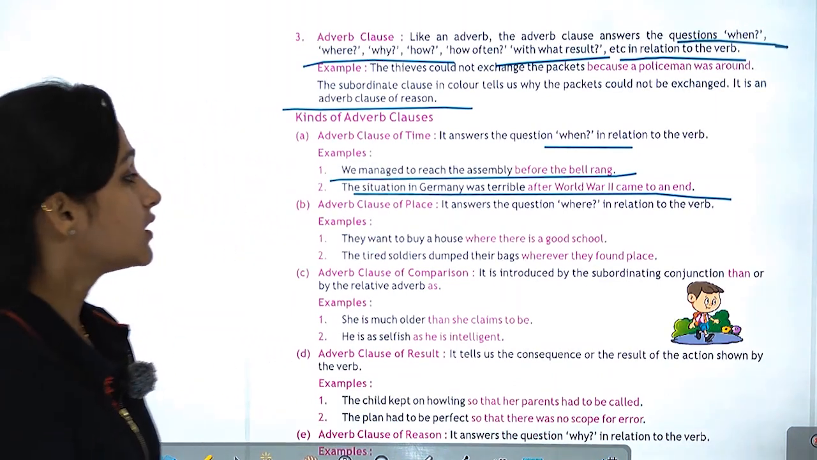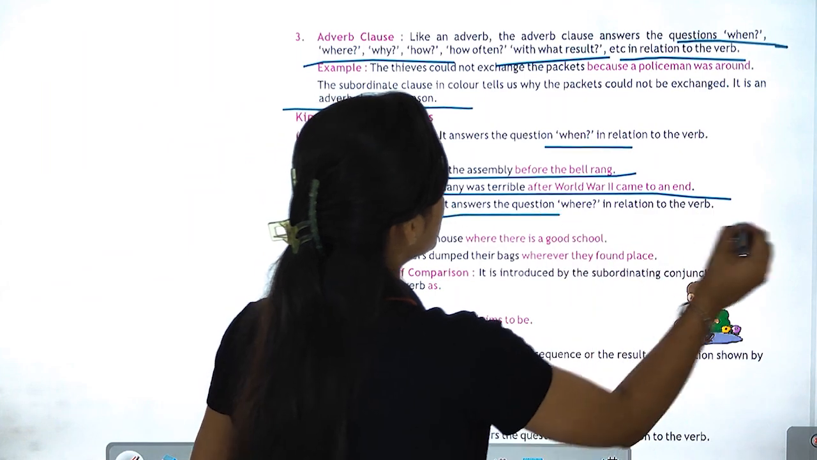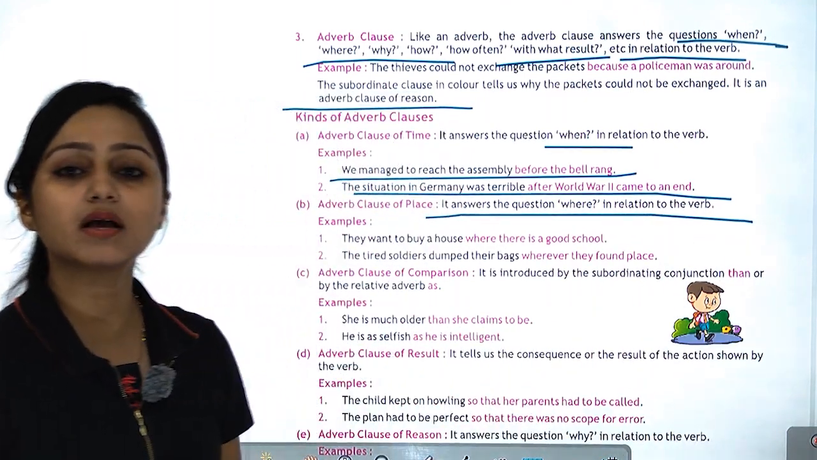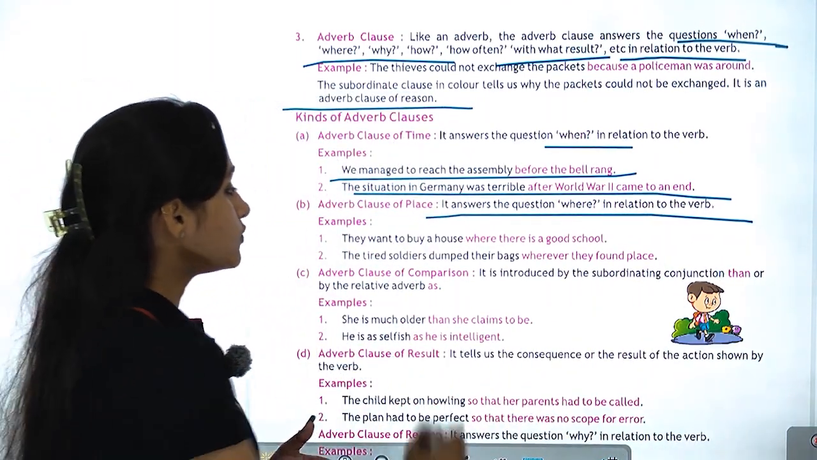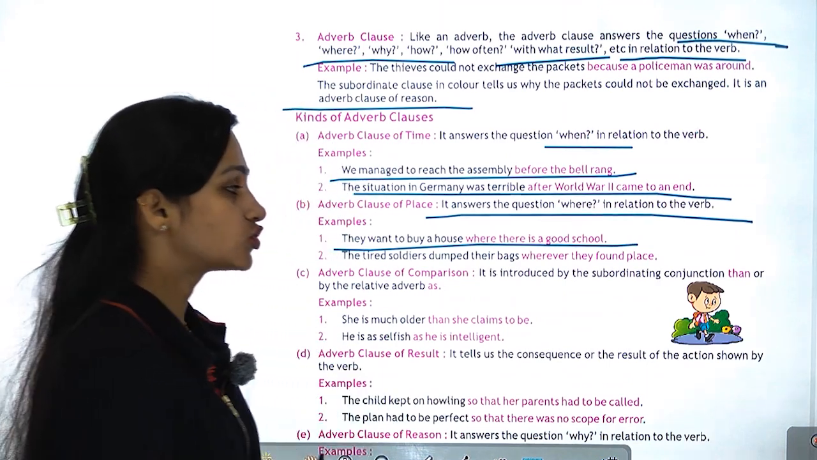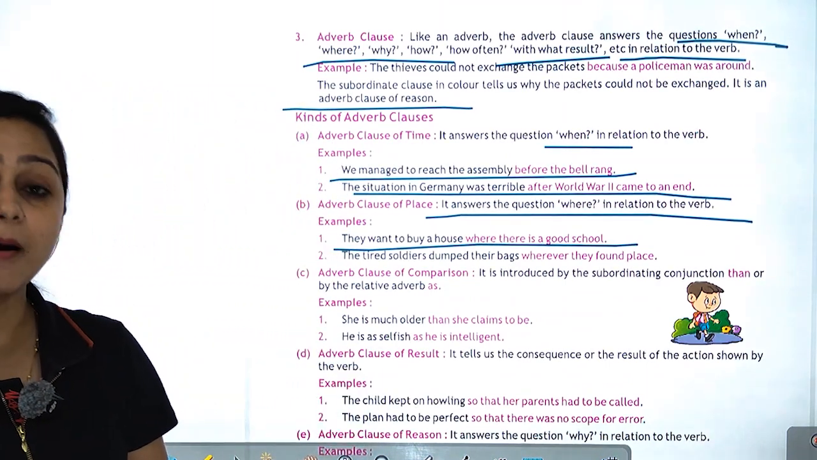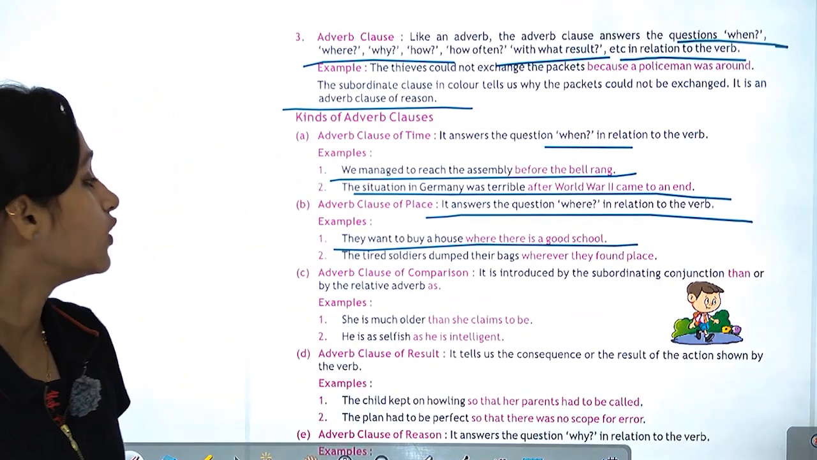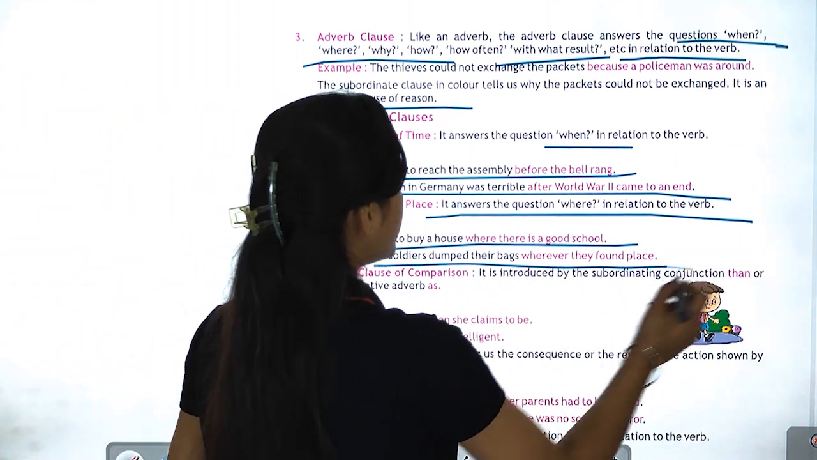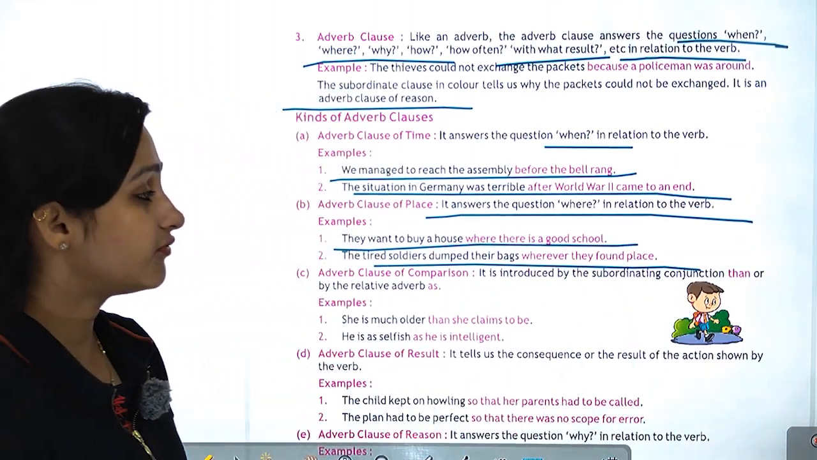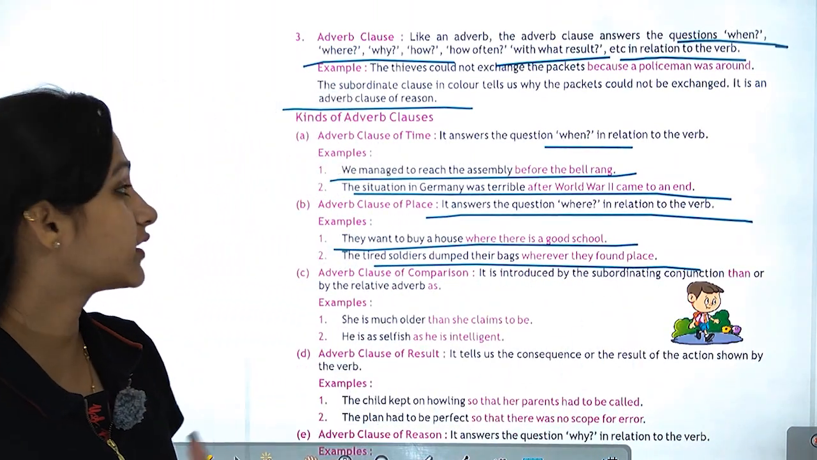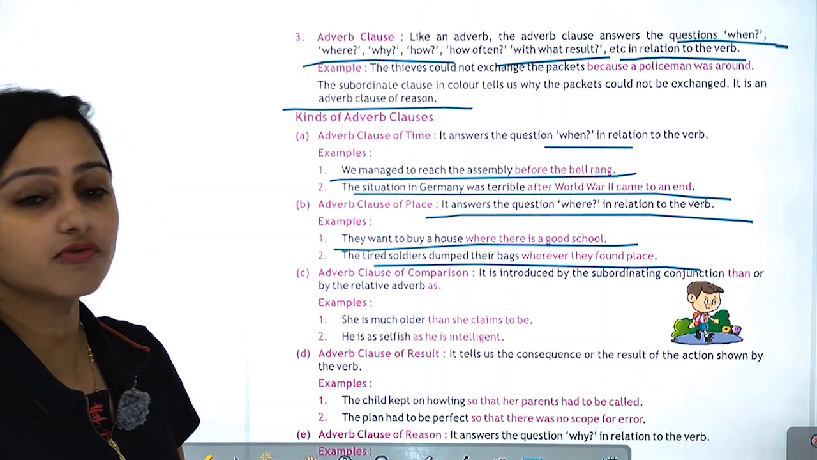Adverb clause of place, it answers the question where in relation to the verb. So they want to buy a house where there is a good school. ये उनको house खरीदना है कि कहाँ, जहाँ पे अच्छा school हो. The tired soldiers dumped their bags wherever they found place. So where and wherever क्या है? Adverb clause of place है.